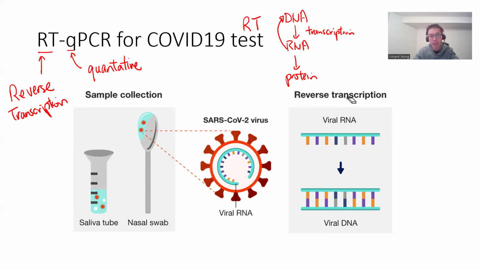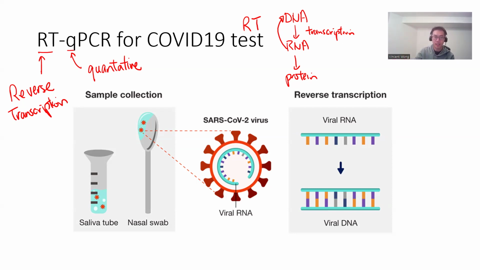Reverse transcription. So when you do your nasal swab, you swab your throat and whatnot, and let's say you have the virus in there, then the swab is going to contain the virus RNA. PCR does not work on RNA. So you have to add an enzyme called reverse transcriptase that would convert the RNA into DNA first. And once you convert it into DNA, you can design primers that will recognize the viral DNA and make many copies of it.